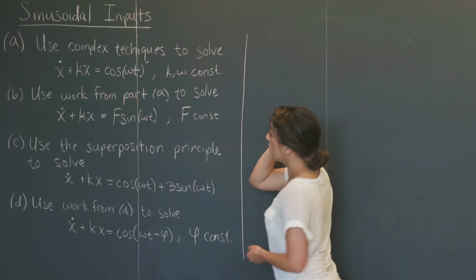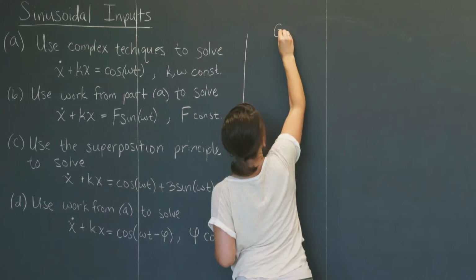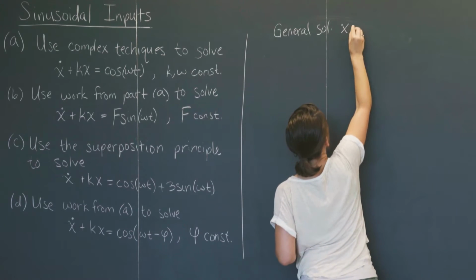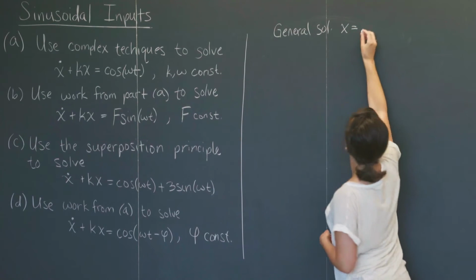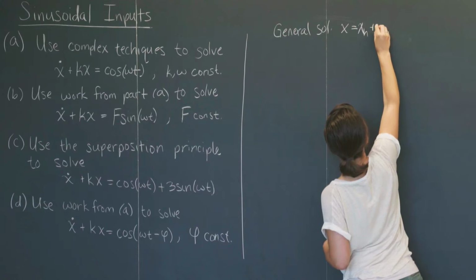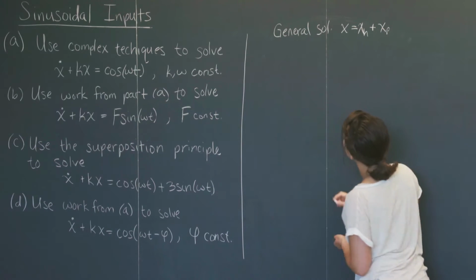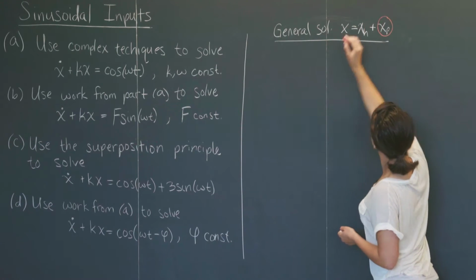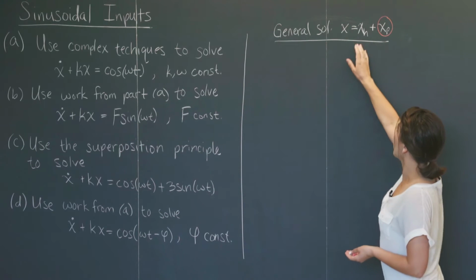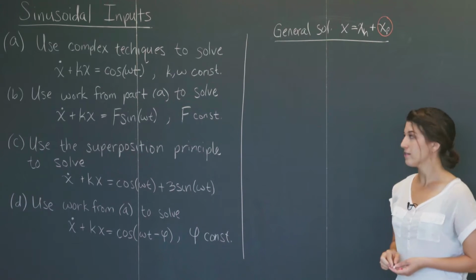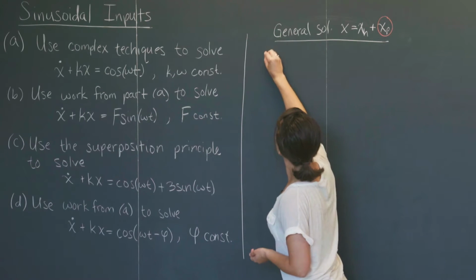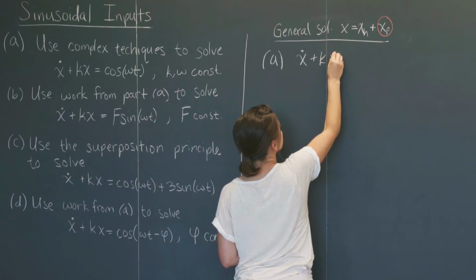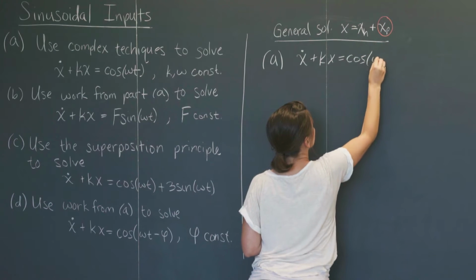For this problem, for each part, the general solution x is equal to the solution to the associated homogeneous problem plus a particular solution. In this video, we will only be finding the particular solution for each ODE, but it's still important to find x of h, so you should do this on your own as an exercise. For Part A, our ODE is x dot plus kx equals cosine omega t.